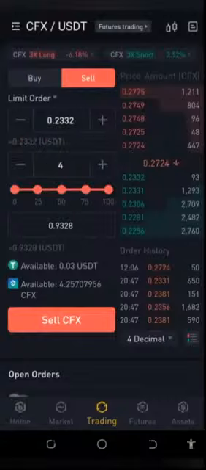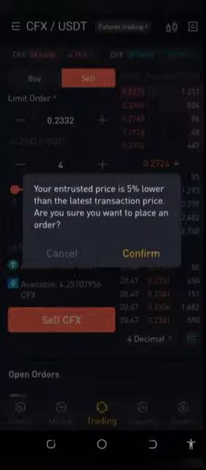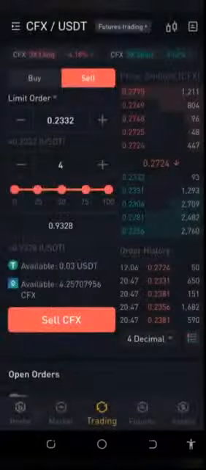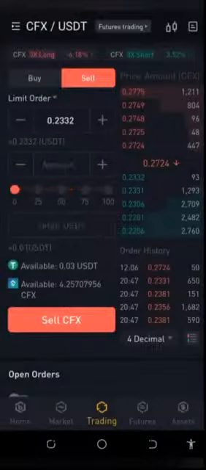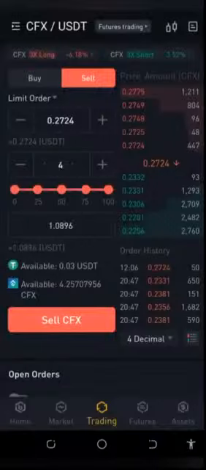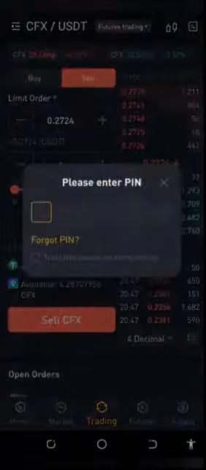But anyways, I've got $1 here and I'm wondering what I'm going to do with it. All right, so probably I'll just have to change it and let it sit there till I have another trade to come in here, right? So let's see whether this is going to go. Oh, what did it say? Your entrusted price is 5% lower than the latest transaction price. Are you sure you want to place an order? But I don't want to place an order, so let me do the normal price, and whenever it converts, I'll wait for it.